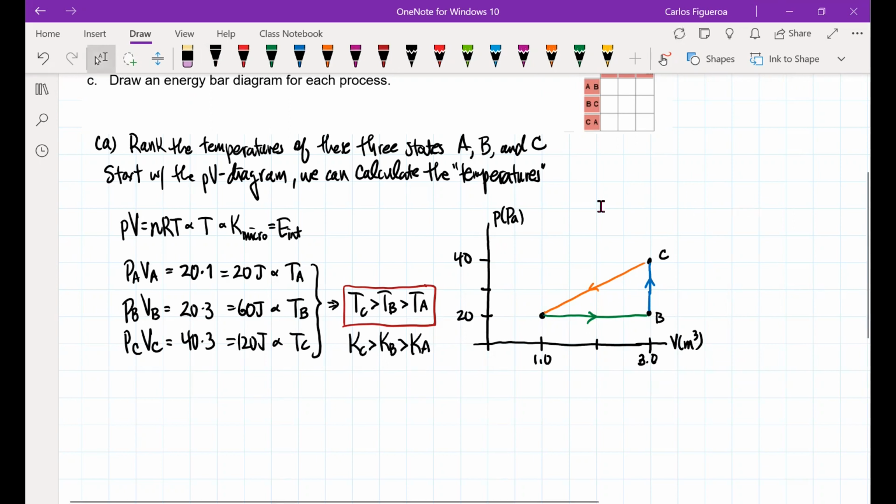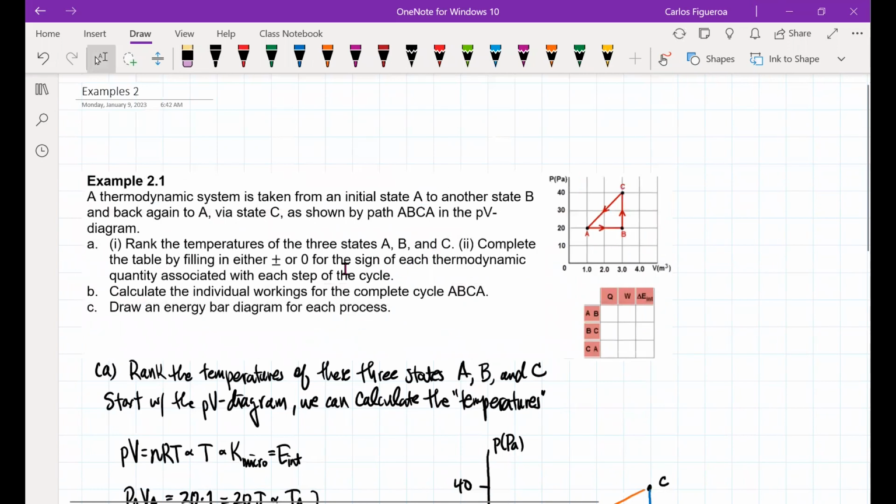Okay, so the next thing we want to do is use this table and fill in the positive and negative signs of the workings, the heatings, and the internal energy. I want to physically understand what is going on. Okay, so here we go.